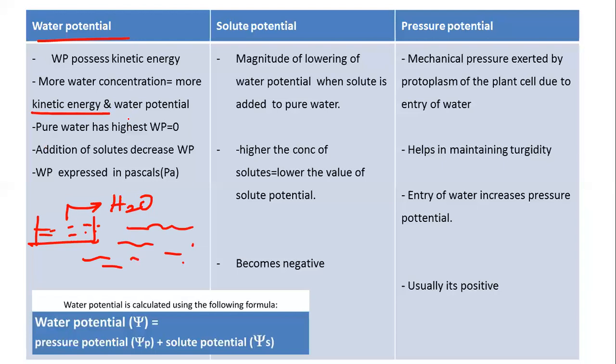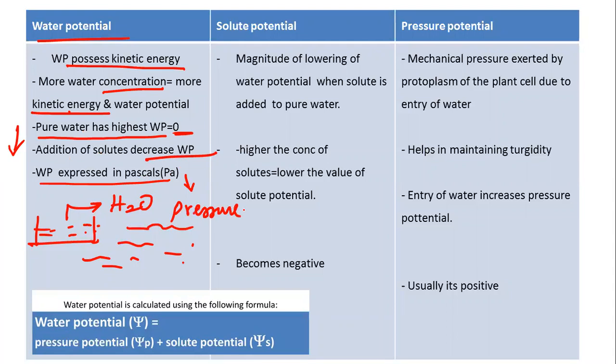Pure water releases a lot of kinetic energy, so pure water is considered as having the highest water potential. To make it very simple: water potential versus kinetic energy, more water concentration, more kinetic energy. Pure water has the highest water potential, which is represented as 0. When we add solutes to pure water, the water potential will decrease. Water potential is expressed in a unit called pascals, which is a unit for measuring pressure. This is all about water potential.